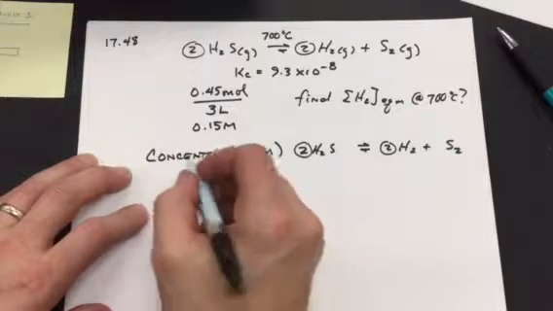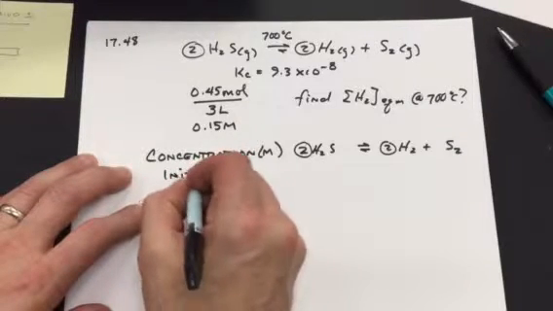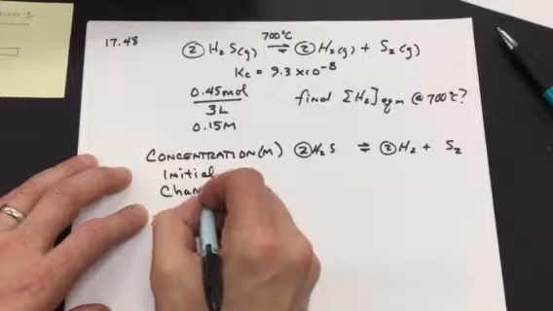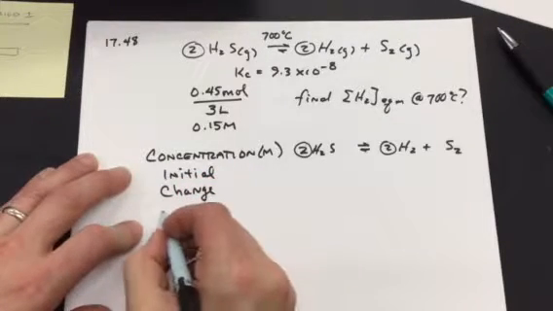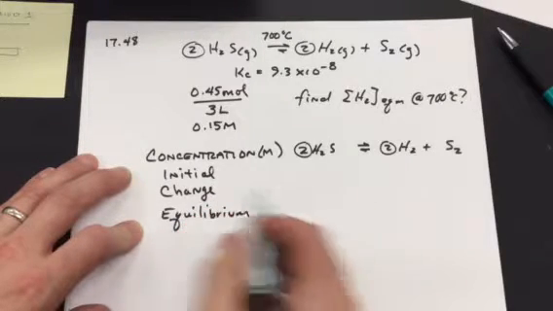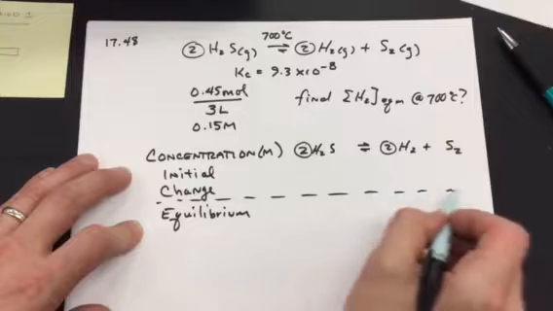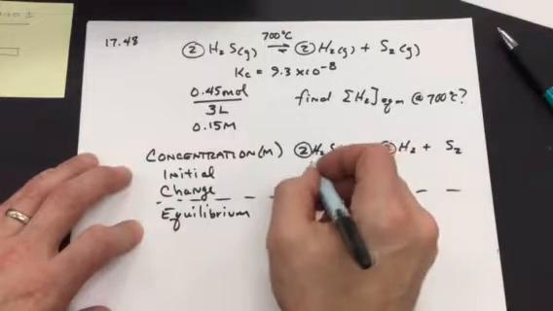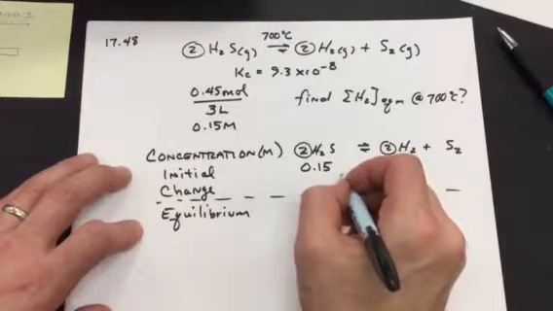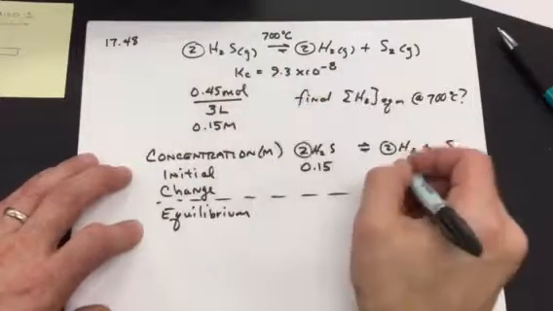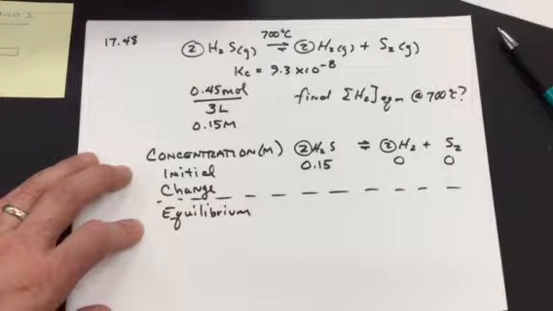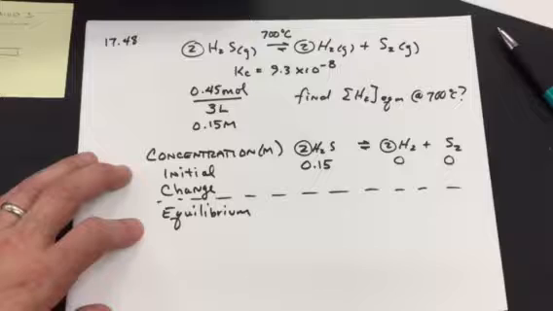I'm going to write concentration as initial, the change, and then the equilibrium. Okay. So what we know is the initial concentration of H2S is 0.15. We know the initial concentrations of the others are 0, because we don't start with any.